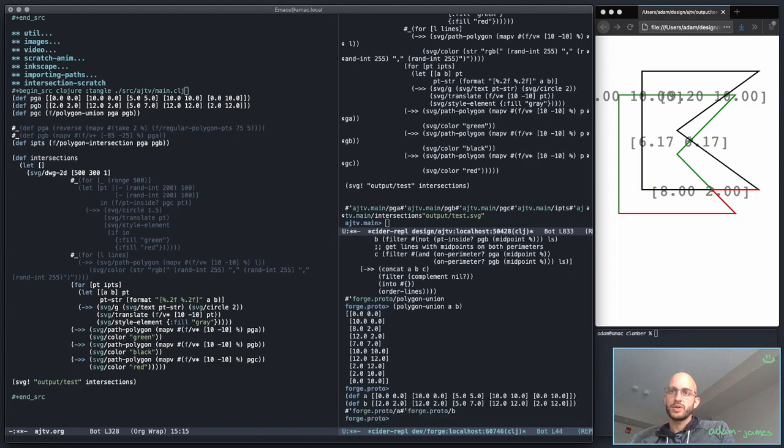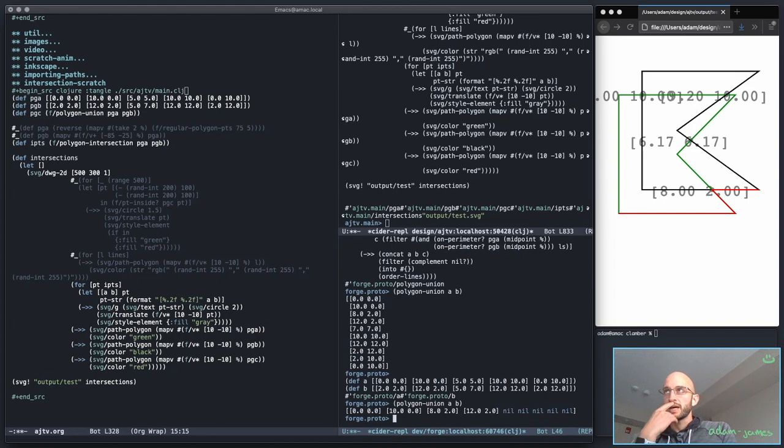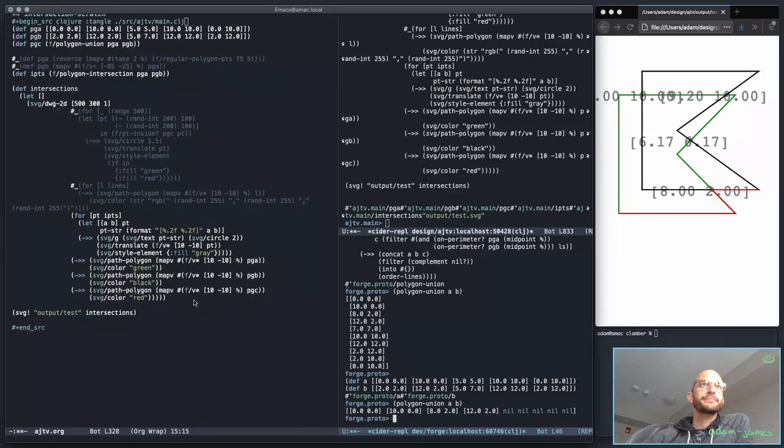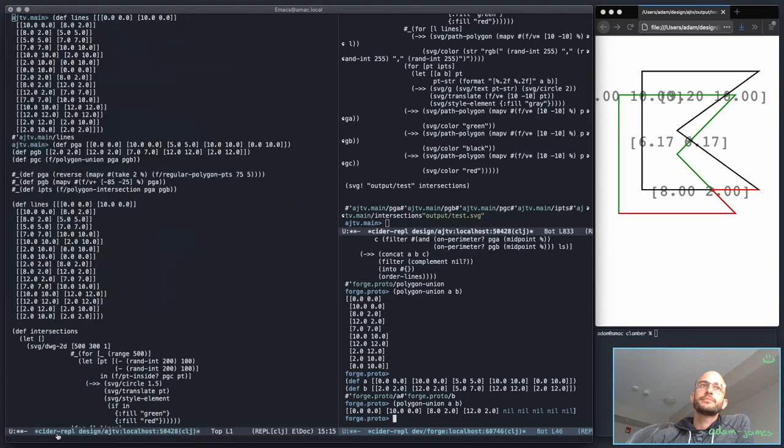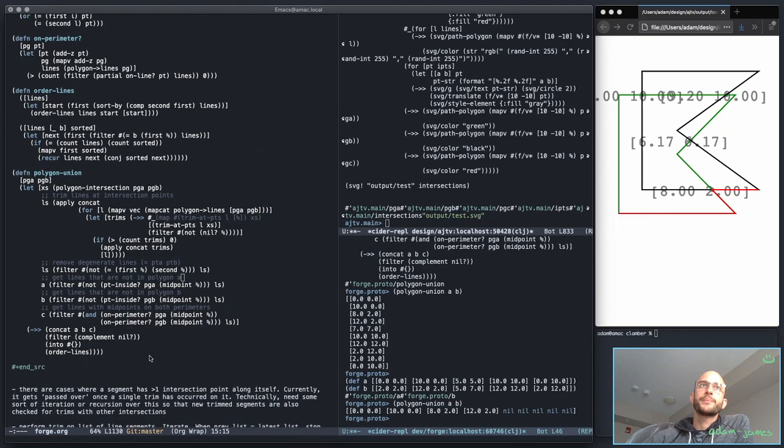Okay, so here I've got polygon-union AB. Yes, of course, the classic nil problem. All right. So what is happening? Let's find out. Here we are. Okay.